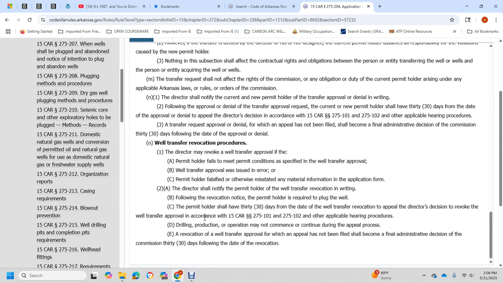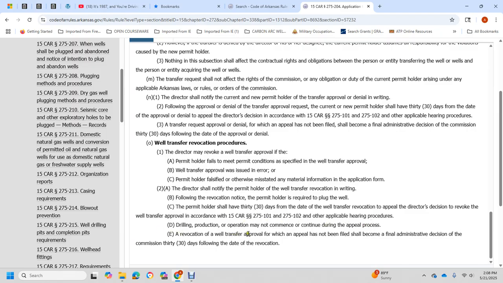procedure is final. The director may revoke the well transfer approval if the permit holder fails to meet the permit conditions specified in the transfer approval, or if the permit holder falsifies or omits material information on the application form. The director shall notify the permit holder of the well transfer revocation in writing. Following the revocation notice, the permit holder is required to plug the well. The permit holder has 30 days from the date of the well transfer revocation to appeal the director's decision to revoke the transfer approval according to Title 15 Code of Arkansas Rules 275-101 and 102 and other applicable hearing procedures. Drilling and production operations may not commence or continue during the appeal process.